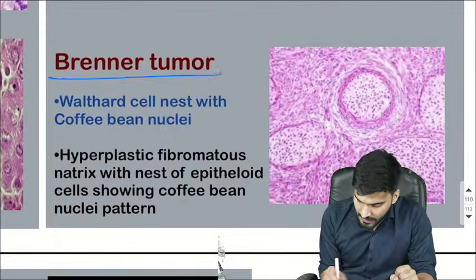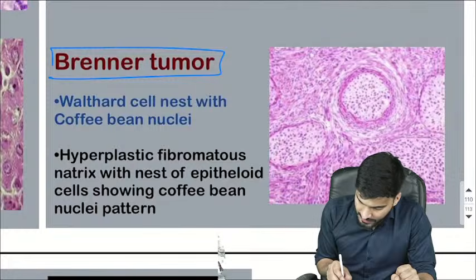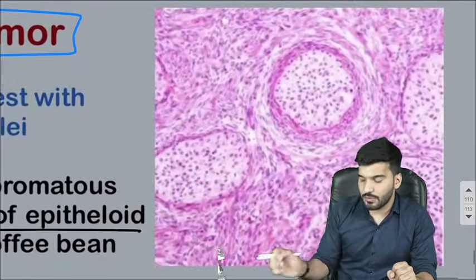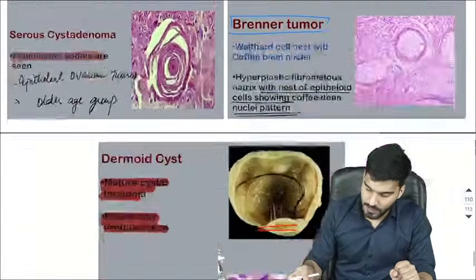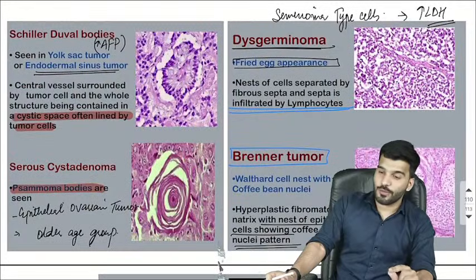Next to that, we have a Brenner tumor associated with these coffee bean nuclei and Walthard cell nests, and it is associated with Meigs syndrome as well. So there is hyperplastic fibromatous matrix with nests of epithelioid cells showing the coffee bean nuclei pattern. So coffee bean nuclei pattern is seen with the Brenner's tumor. So this imaging can be asked as well from the ovarian tumors.